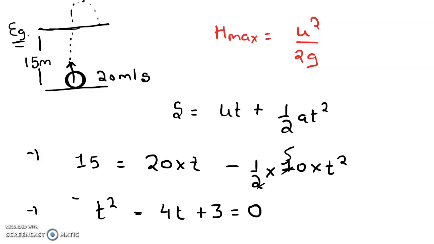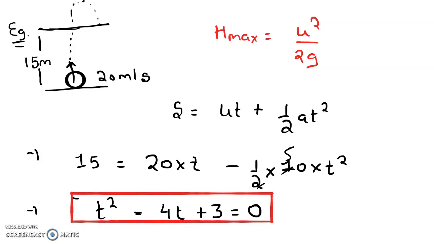You solve it, you get two values, one is 1 and the other is 3. I hope you can solve this equation. So you get two values for time, one is 1 second, another is 3 seconds. So these are the two answers. Let's solve more problems.